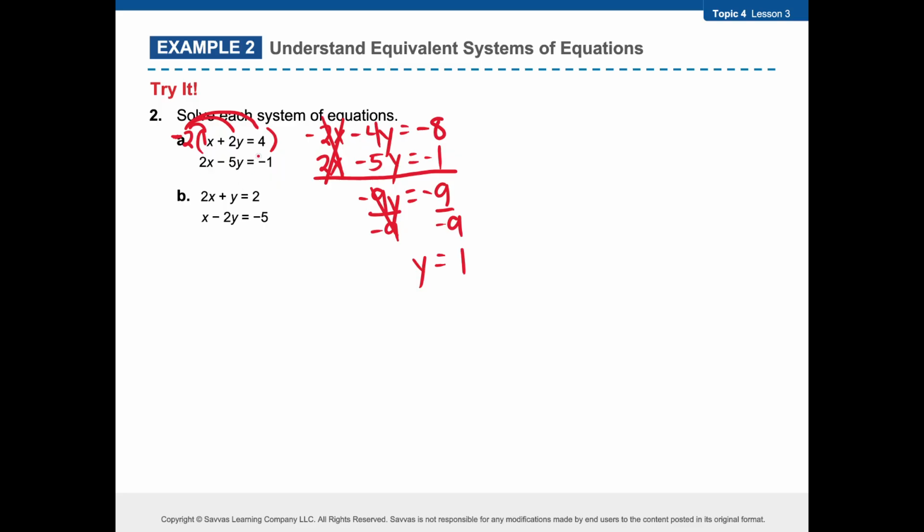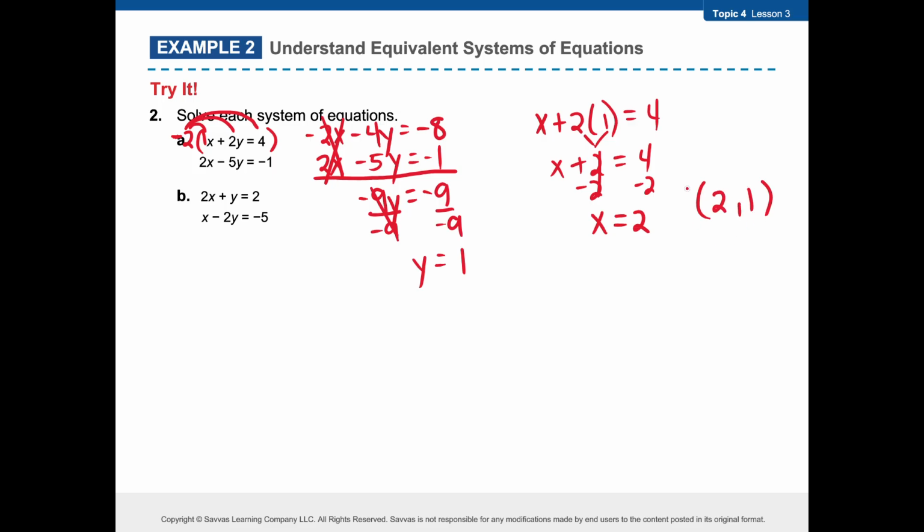Go back to one of the original equations. I'm going to choose the top one, x plus 2 times 1 equals 4. It does not matter, you're going to get the same answer regardless which equation you decided to plug it back into. And remember, it's x comma y, so 2 comma 1 would be your solution.